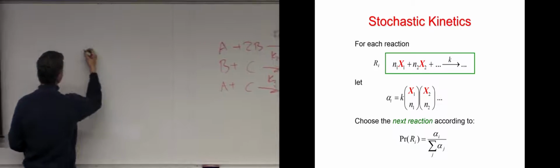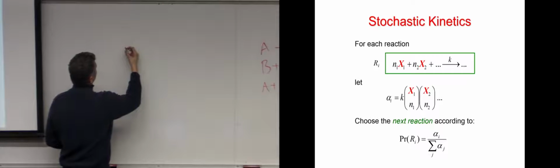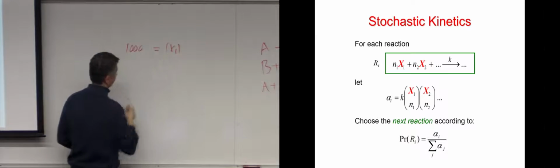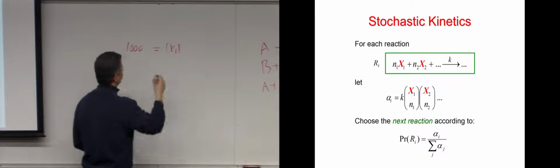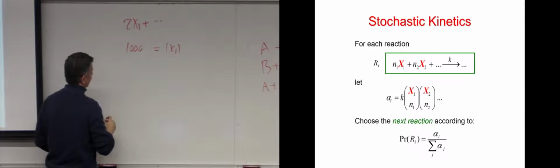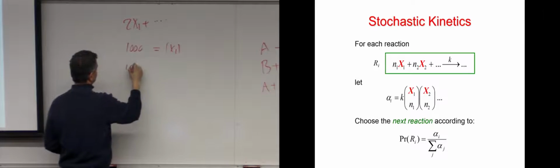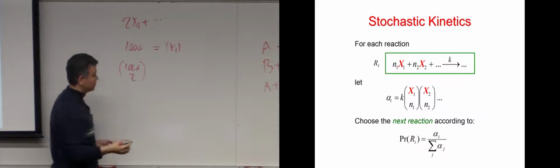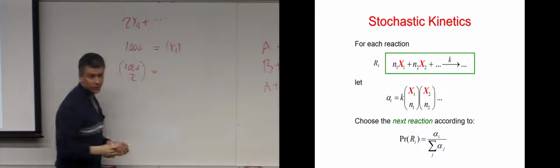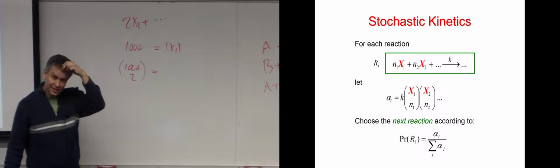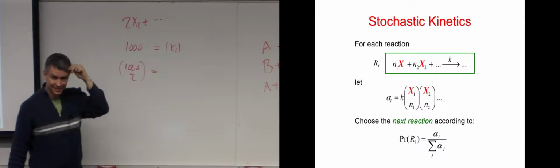But if we have, let's say, 1,000 molecules of X1, and the coefficient is 2X1 plus something, then what we're going to compute is 1,000 choose 2. What is 1,000 choose 2? Someone help me out with the formula, John? I don't know the formula.